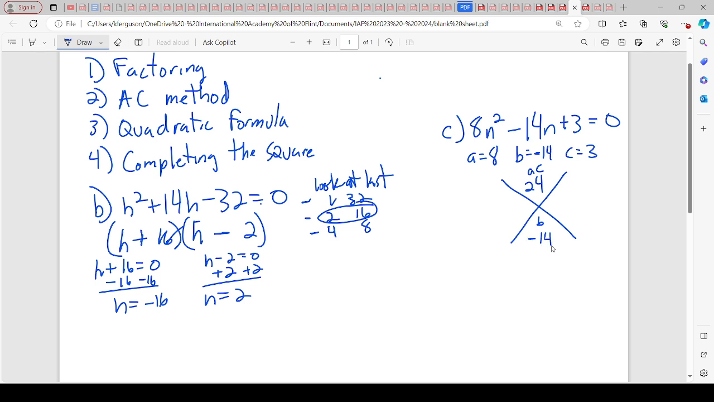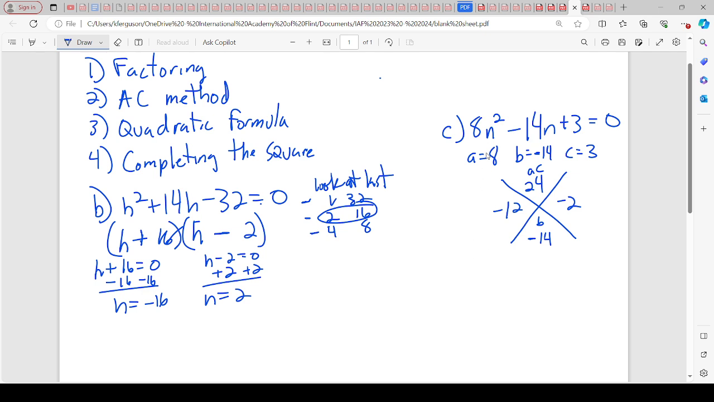A negative 14. So the reason it's important that you keep the signs, I need to think of two numbers that when I multiply them, I get a positive 24, right? But when I combine them, I get a negative 14. Yep, negative 12 and negative 2. Does everybody follow? Negative 12 times a negative 2 gives me a positive 24.